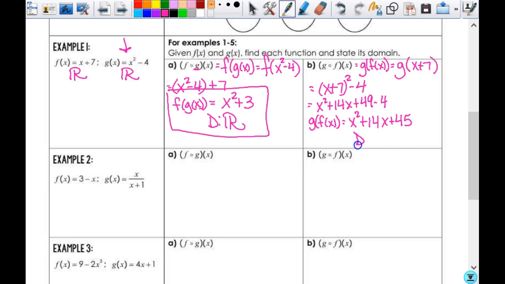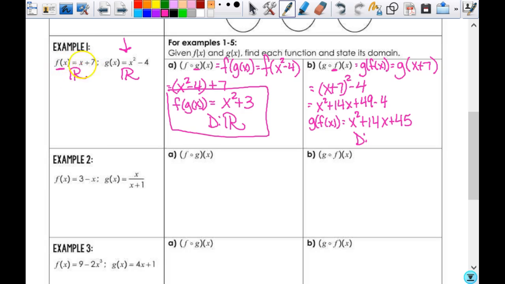So then I go and investigate my domain. All right, so my domain is the input part of f. So my domain would be the domain of f such that all the f of x values live in this domain.